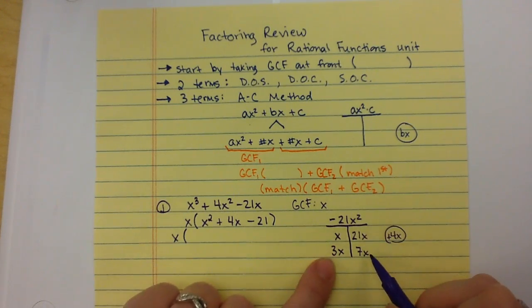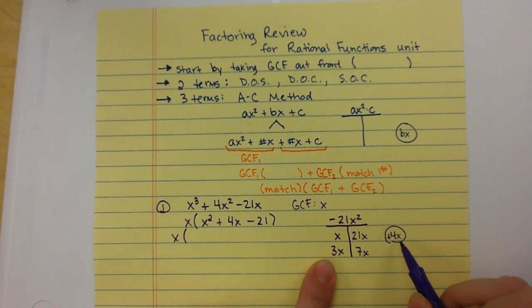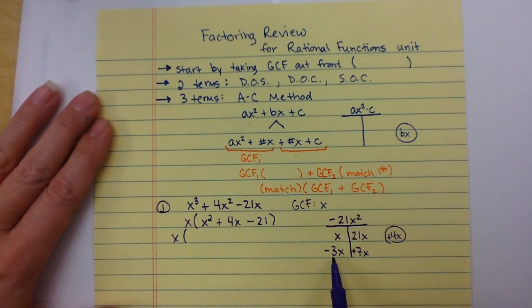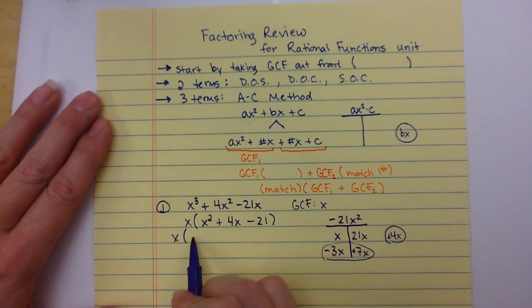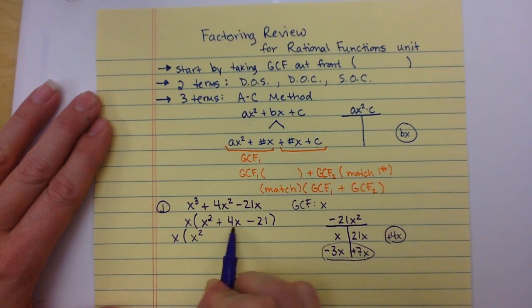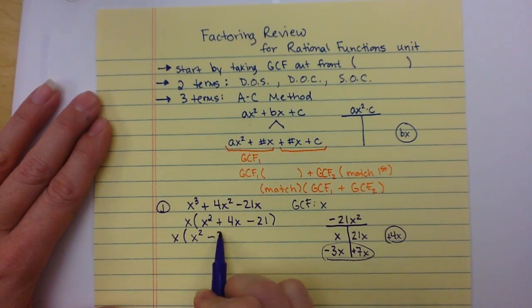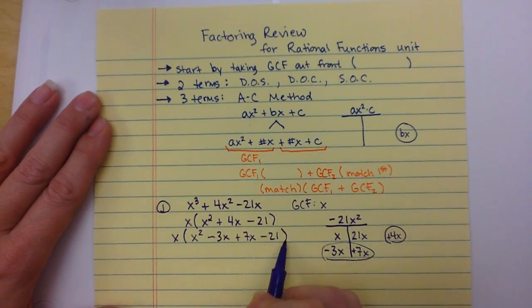x times 21x, 3x times 7x, and then I want to see which pair would combine to give me 4x, and it looks like 3 and 7. In order to get positive 4, my 7x needs to be positive and my 3x needs to be negative. So this is the pair that's going to work, and I'm going to rewrite my problem over here, replacing the 4x with minus 3x plus 7x. So I have x squared minus 3x plus 7x minus 21.